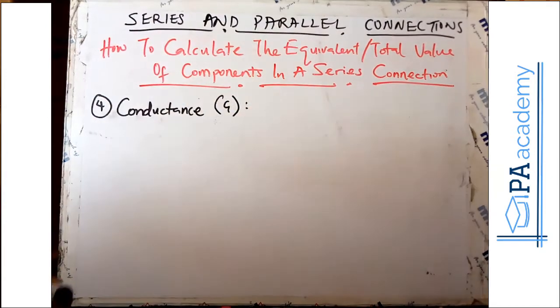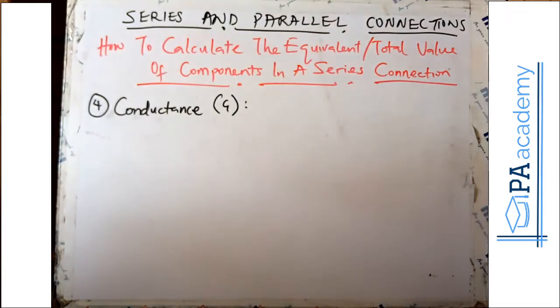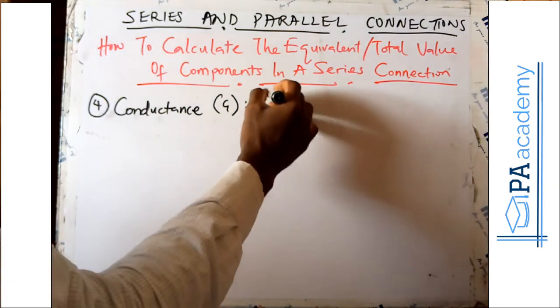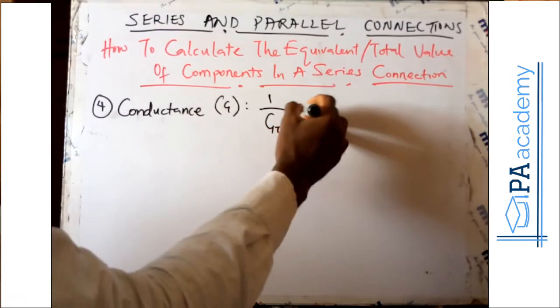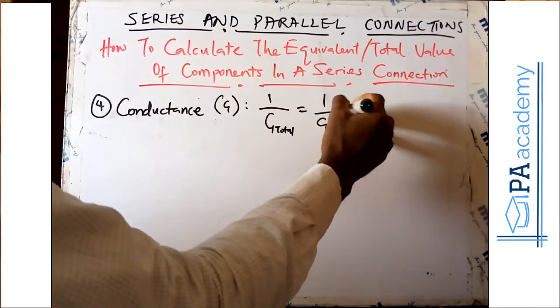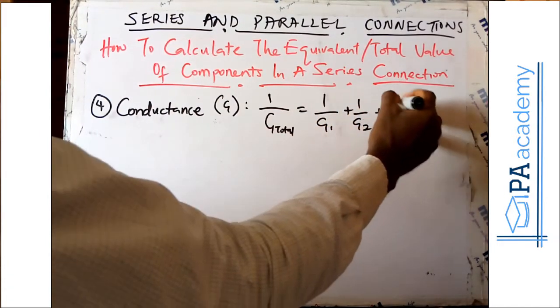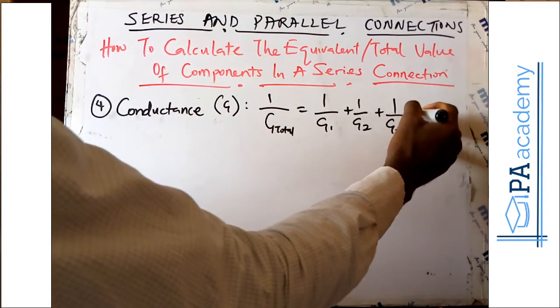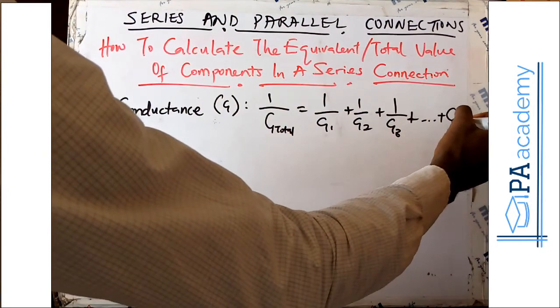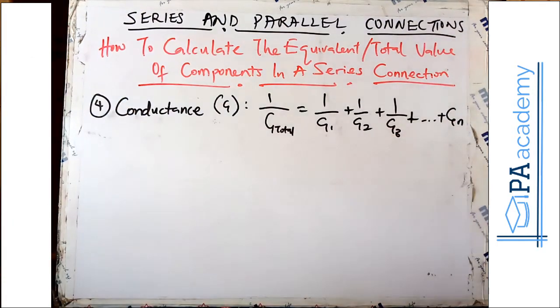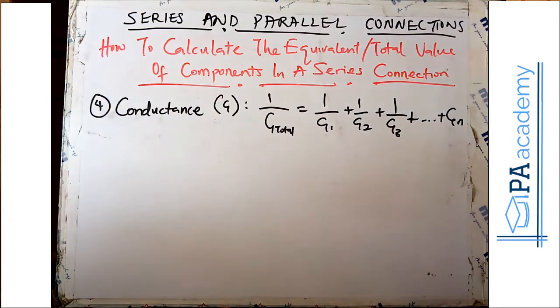So to get the equivalent conductance in a series connection, that will be 1 over G total is equal to 1 over G1 plus 1 over G2 plus 1 over G3, plus, then depending on the total number of conductances that we have in the circuit. So that is it for conductance. So let's look at another one.